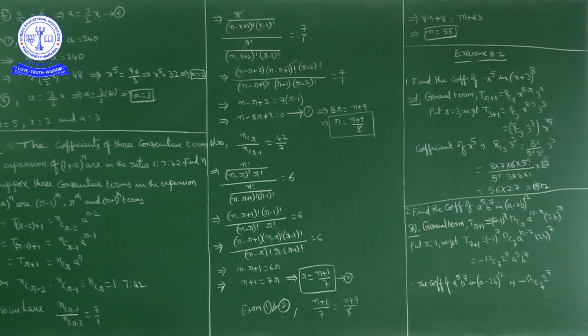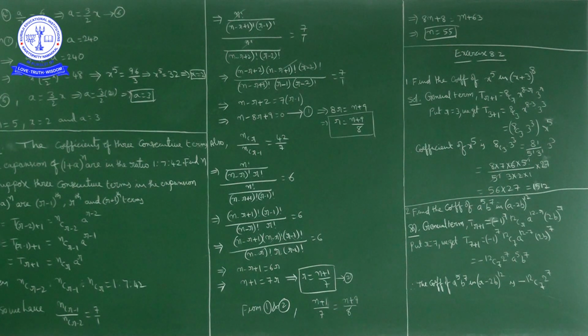Okay, next question, find the coefficient of a power 5 into b power 7 in the expansion of a minus 2b power 12.